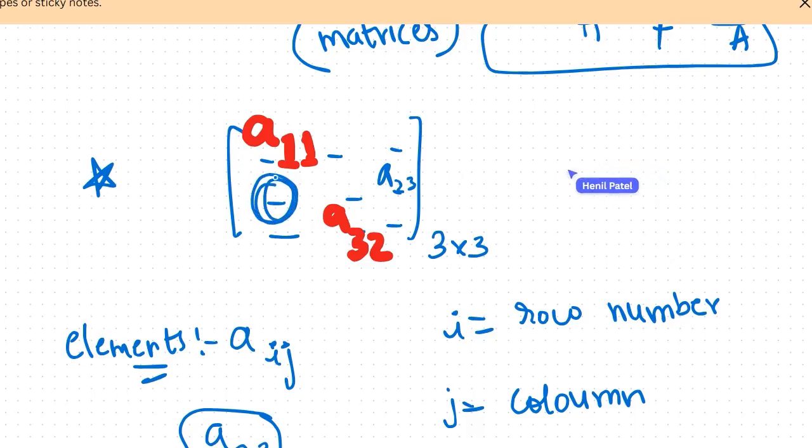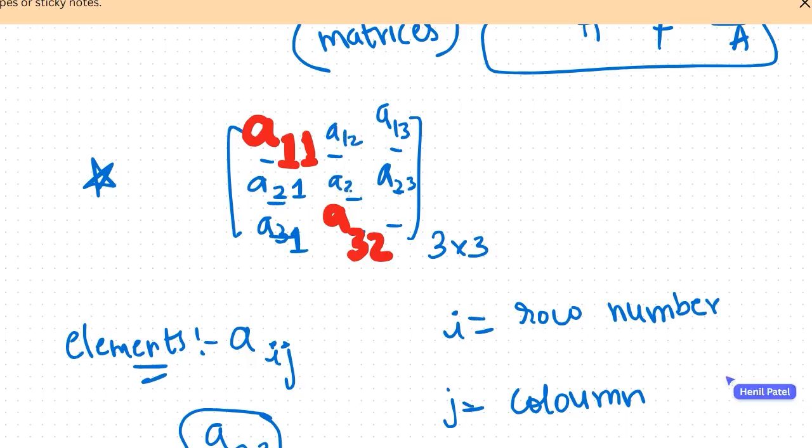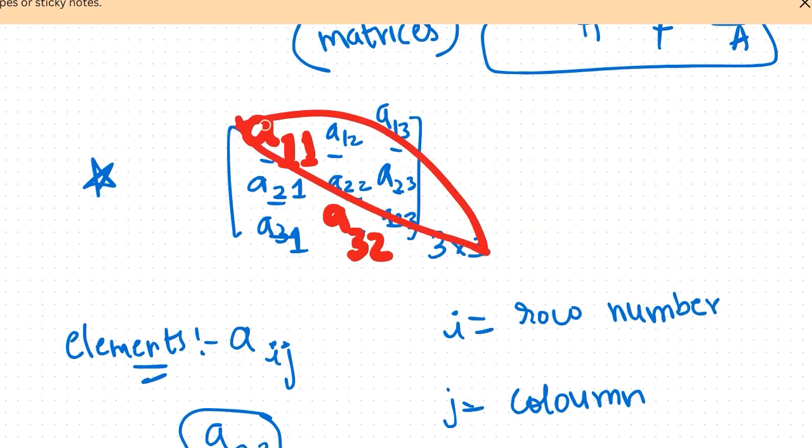What about this position? It will be second row, first column, so A21. What about this? Third row, first column, A31. So 1, 2, 3, like this. This is A13, this will be A12, this will be A22, and A33. So in the diagonals, I is equal to J.